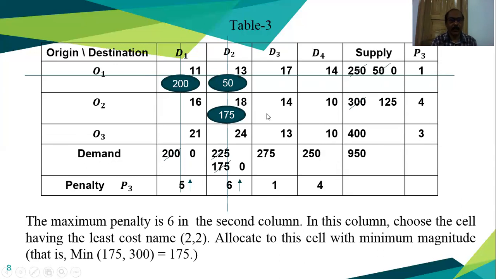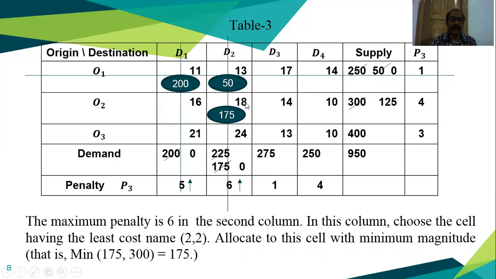Now again we are calculating penalty 3. Difference of 13 and 14 is 1. Difference of 14 and 10 is 4. 13 and 10 is 3. 14 and 13 difference is 1. 10, 10, both are the minimum, the same, so the next minimum is 14, difference is 4.